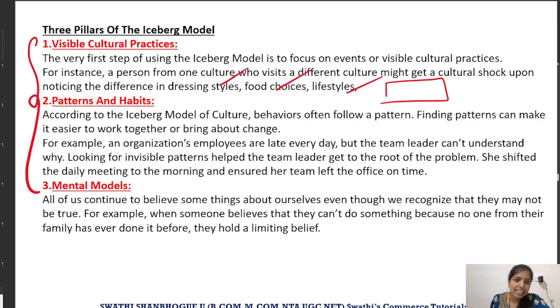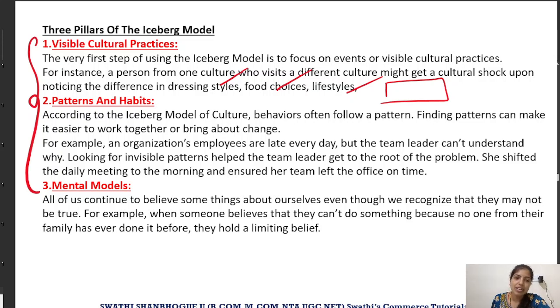Then we have to understand not only the visible aspect, we have to understand the invisible aspect, like what are their patterns, what are their habits, what are their value system or beliefs and opinions about one particular product. We have to understand that, only then can we better this product, and match the needs and preferences of those particular individuals in a better manner.